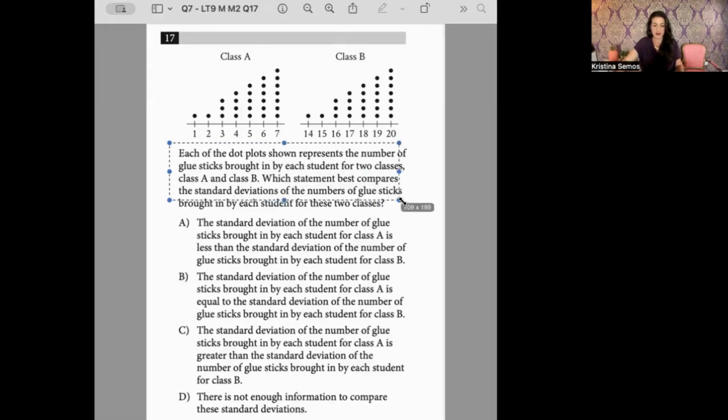So that is what I'm going to leave you with. See if that is enough for you to do it in practice on this question. This is your question number 7 on your piece of paper. Each of the dot plots shown represents the number of glue sticks brought in by each student for 2 classes, Class A and Class B. Which statement best compares the standard deviations of the numbers of glue sticks brought in by each student for these 2 classes? Try it out yourself. This is your question number 7, answers at the end.